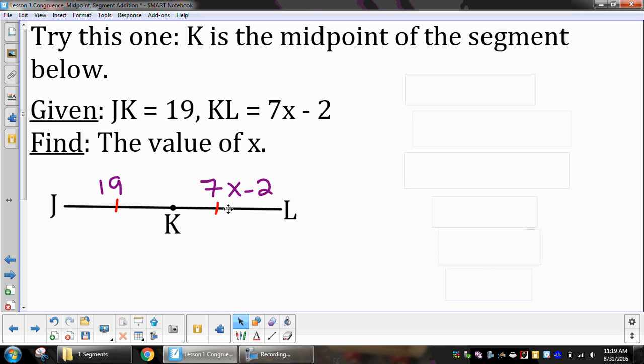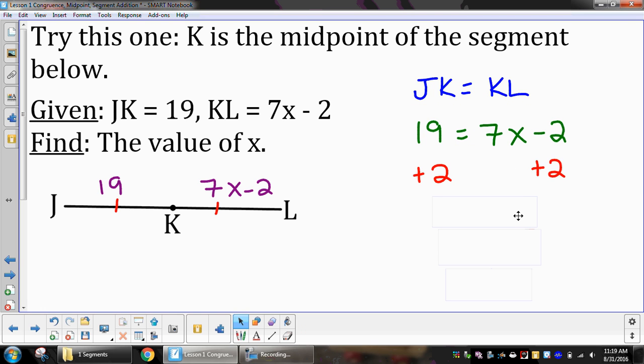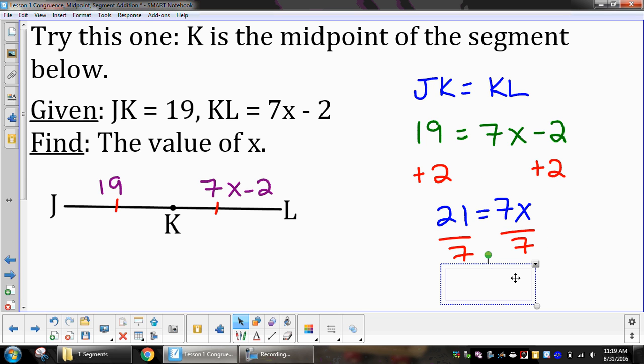These two segments are congruent, so we can say that their lengths are equal. And then we can plug in the appropriate lengths, 19 and 7x minus 2. And then we're just going to do some algebra. And we're going to find that x is equal to 3. If I plug 3 back in here for x, 7x minus 2 should equal 19.